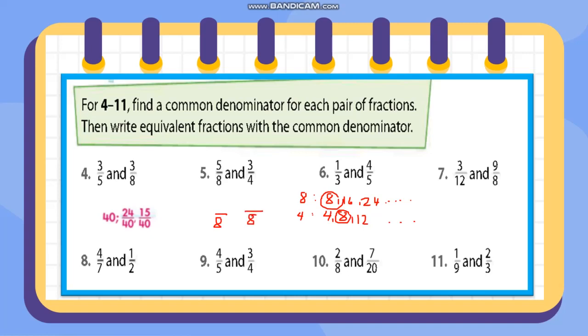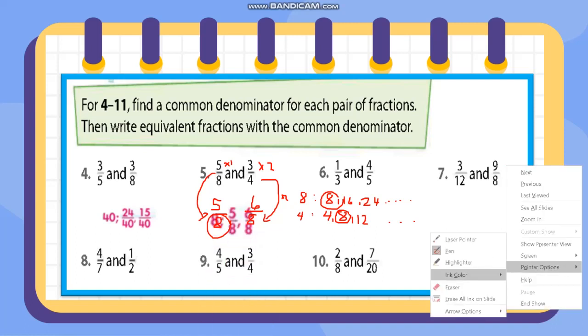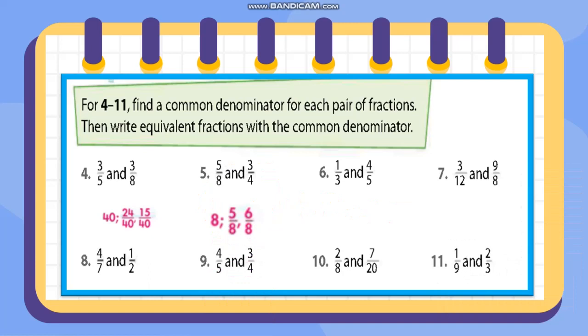Okay, so 5/8. What is the equivalent fraction of 5/8? How does 8 become 8? That is multiplied by 1. So I need to multiply by 1 here. So 5 times 1 is 5. Now, how does 4 become 8? That is multiplied by 2. It means I need to multiply this also by 2. 3 times 2 is 6. So my equivalent fractions now are 5/8 and 6/8, and my common denominator is 8. So the answer is 8 as the common denominator, and my equivalent fractions are 5/8 and 6/8.